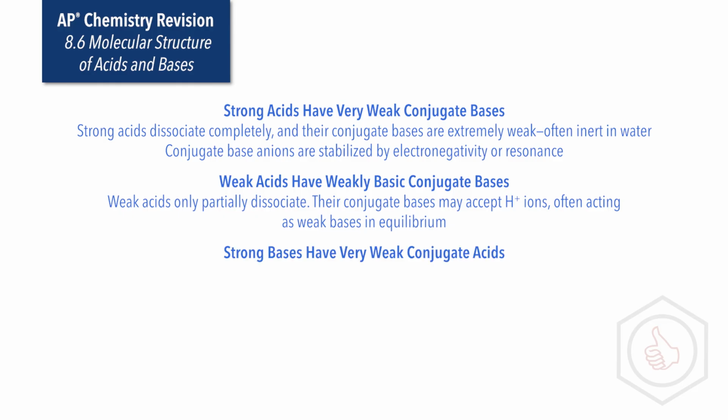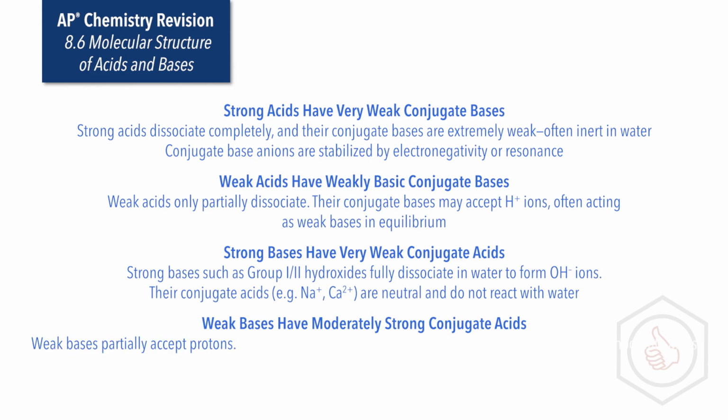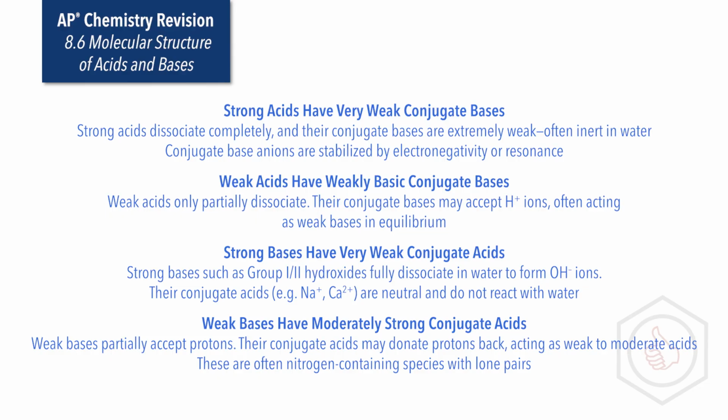Strong bases such as group 1 and group 2 hydroxides fully dissociate in water to form OH- ions. Their conjugate acids, for example Na+ and Ca2+ ions, are neutral and don't react with water. Weak bases have moderately strong conjugate acids. Weak bases partially accept protons, and their conjugate acids may donate protons back, acting as weak to moderate acids. These are often nitrogen-containing species with lone pairs, for example ammonia NH3 and amines.